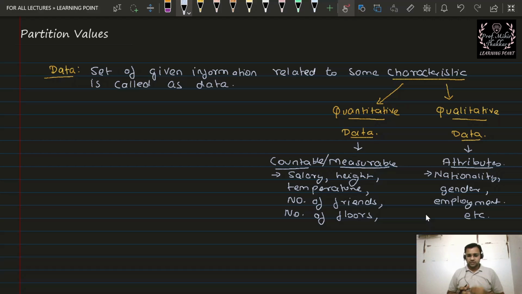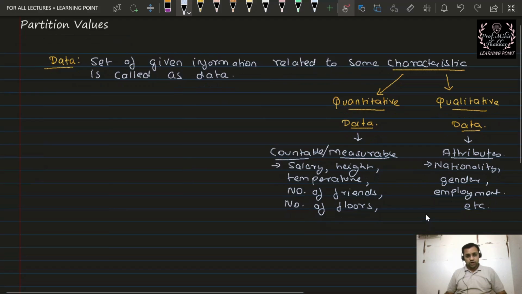A very few questions you might also observe on the attributes, but again, those attributes will also be converted into the numbers by applying the frequency. Means number of people who are Indian, number of people who are not Indian, number of males, number of females, number of workers, so they are given the frequencies so that they can be converted into the numerical data for analysis or for calculation purpose.